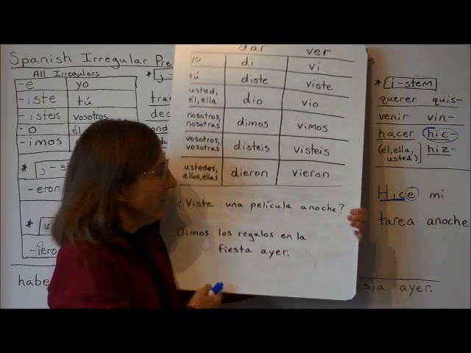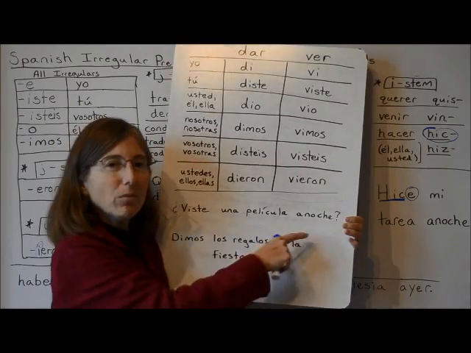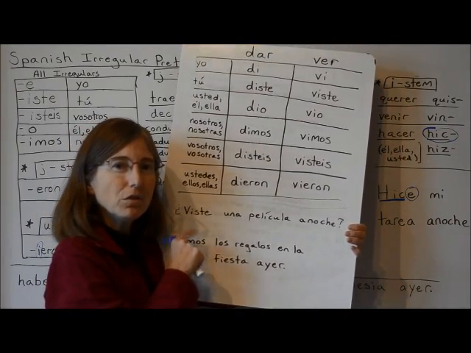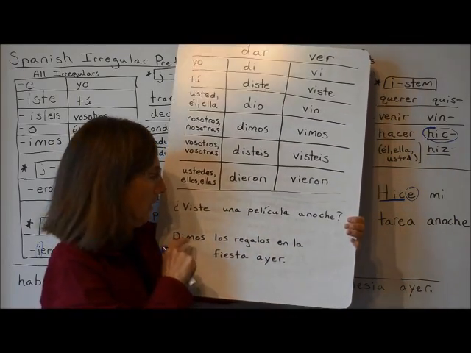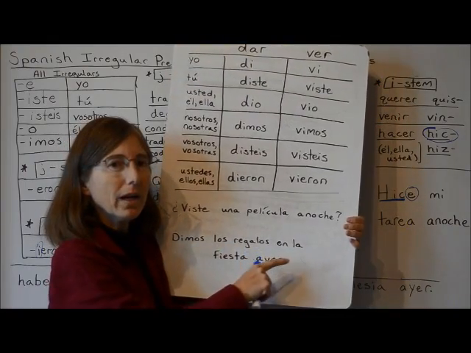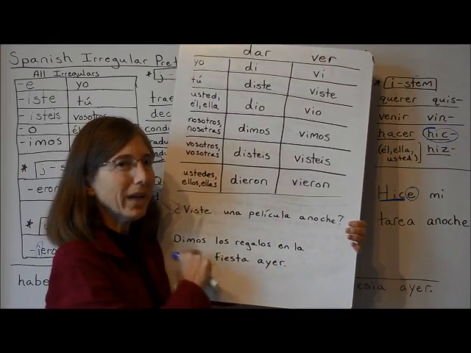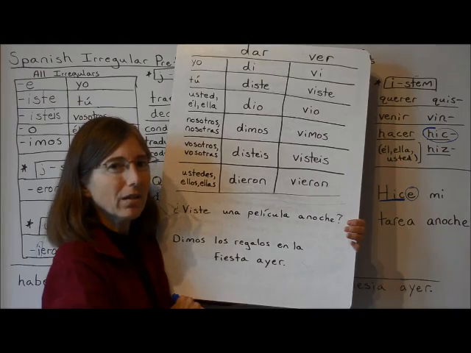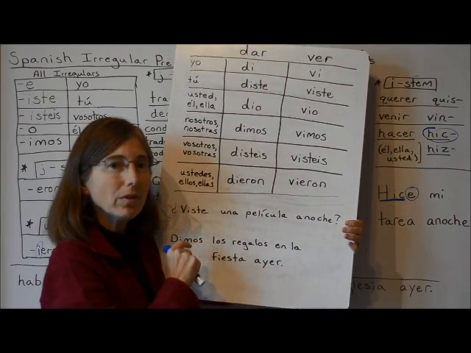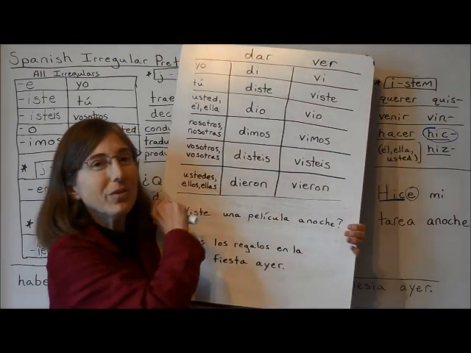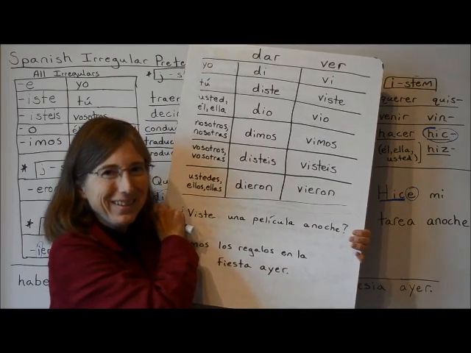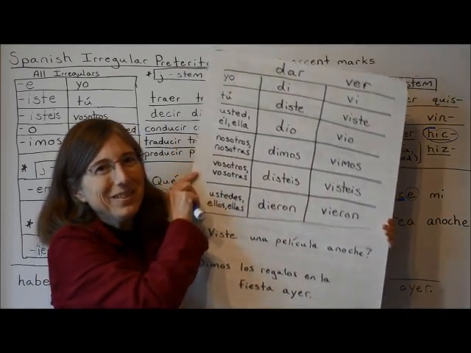An example sentence. ¿Viste una película anoche? Did you see a movie last night? Dimos los regalos en la fiesta ayer. We gave the gifts at the party yesterday. So these are examples of irregular verbs that don't even follow the J stem, I stem, U stem irregular rules.